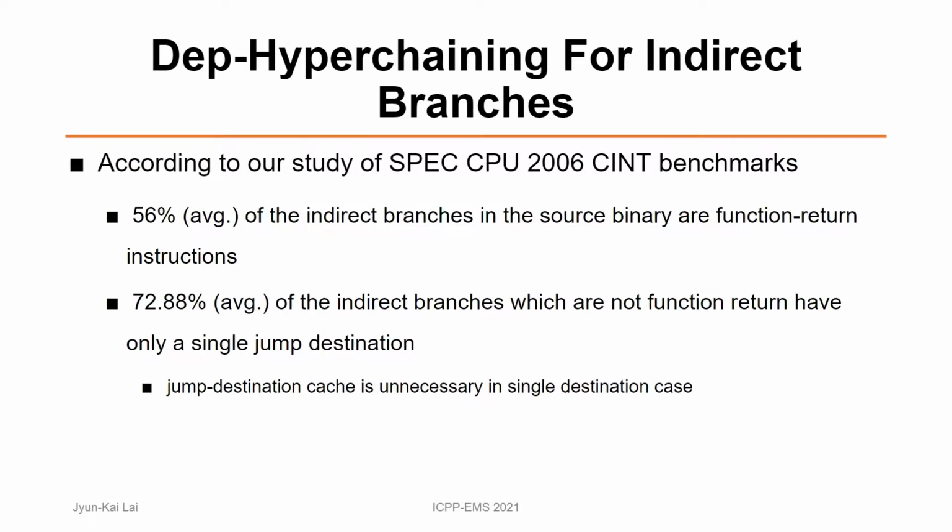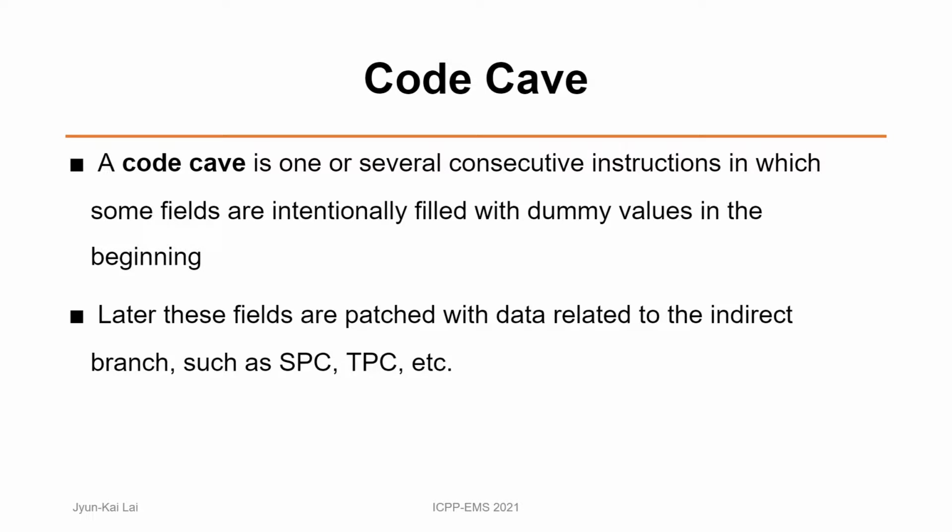Next, we go forward to the part of platform-dependent hyperchaining for indirect branches. In our study, about 73% of indirect branches which are not function returns have only a single jump destination. We need to take care of the single destination case. Here we adopt a code cap to deal with single destination indirect branches.